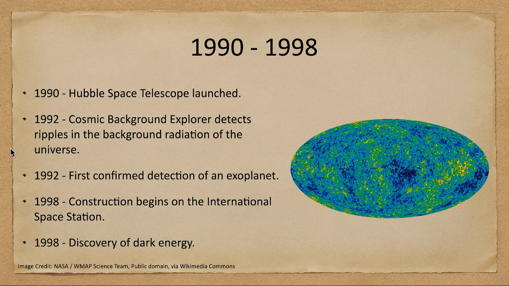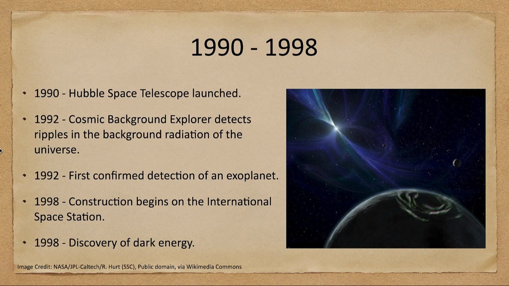Also another satellite in 1992, COBE, the Cosmic Background Explorer, detecting ripples in the background radiation of the universe, telling us something about the earliest structures beginning to form after the Big Bang. That same year, we had the first confirmed detection of an exoplanet, meaning a planet outside of our own solar system. Up until this time, we only knew of the planets within our solar system. And while we suspected others might exist, this was the first confirmation of one of these.